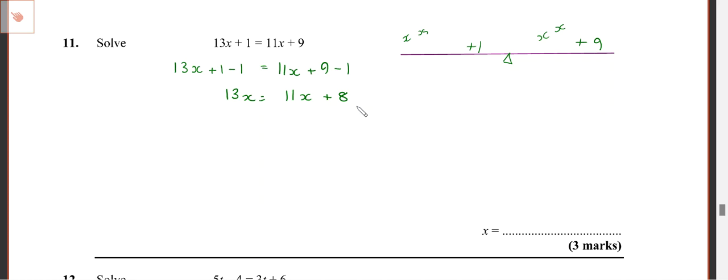Should we subtract 11x? Should we just lift 11 x's from both sides? Keeps it equal, doesn't it? Don't divide unless you're really dealing with just the multiplication. So we're going to subtract 11.